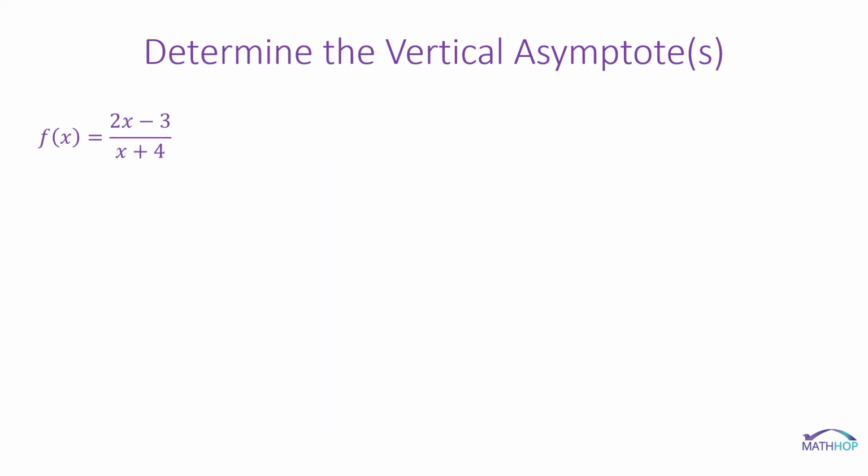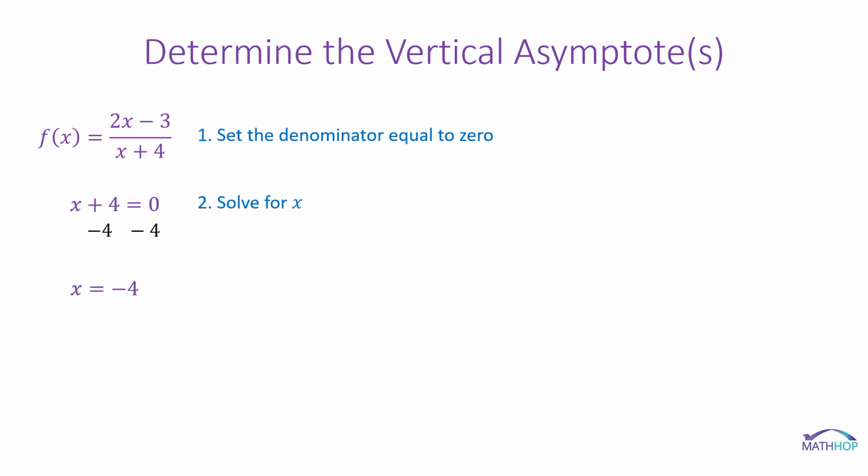f of x equals 2x minus 3 divided by x plus 4. Set the denominator equal to 0. That's a nice, easy denominator. x plus 4 equals 0. Subtract 4 from both sides. That's how we solve for x in this one. And we get x equals negative 4.